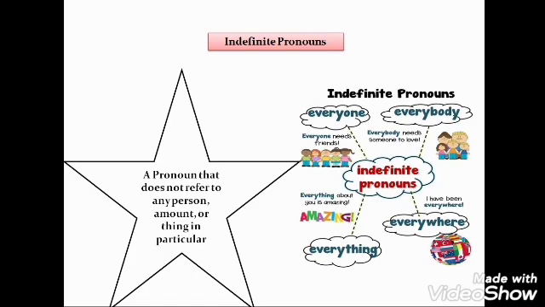And other examples are here. Everyone needs friends. Everybody needs someone to love. And everything about you is amazing. I have been everywhere. So these are some of the fine examples for indefinite pronoun.